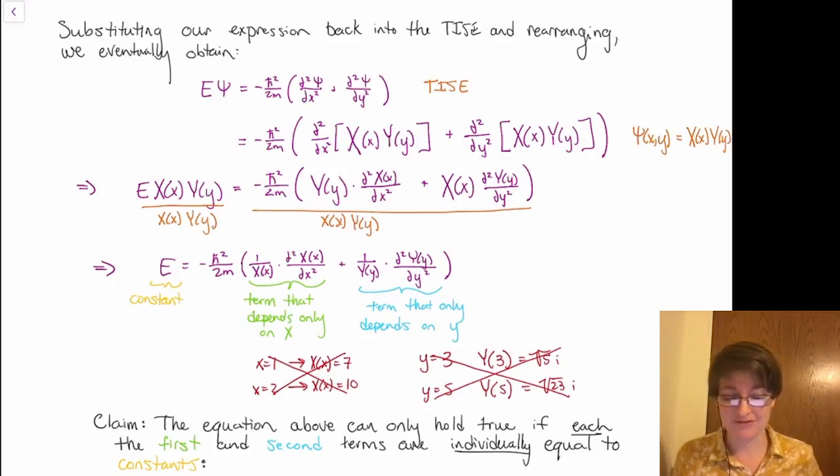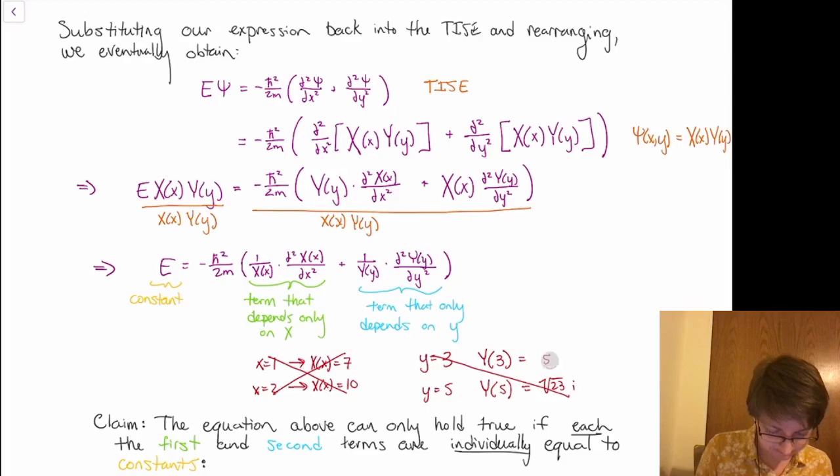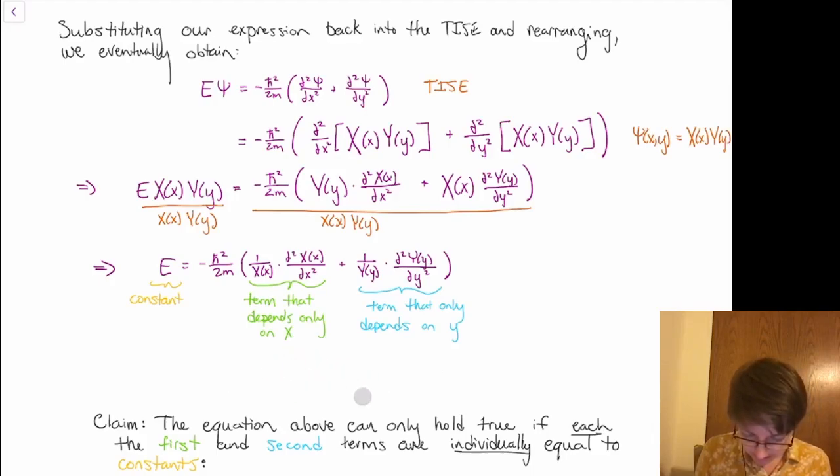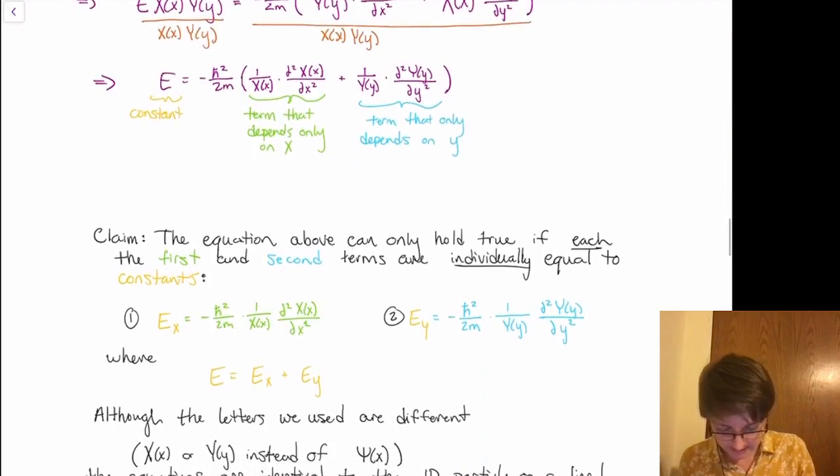But I do know enough to say that because both of those could potentially vary independently, and we know the overall result has to be equal to a constant, the only way we can make that happen is if both the green term and the blue term are themselves individually equal to constants. So now that we have established that logical claim, we can go ahead and make a statement about what these functions will look like.